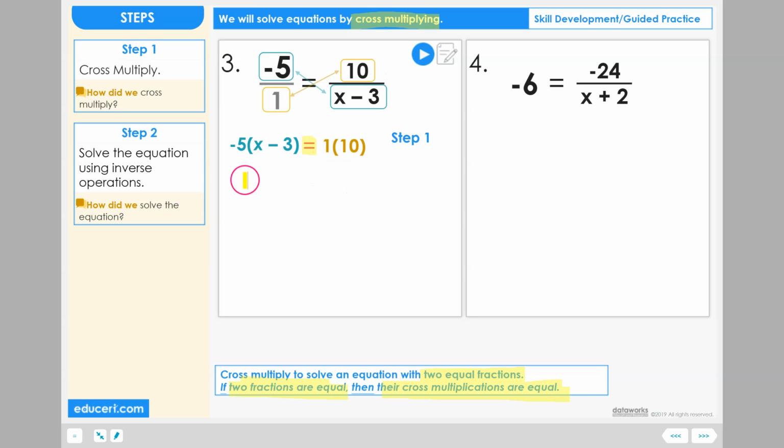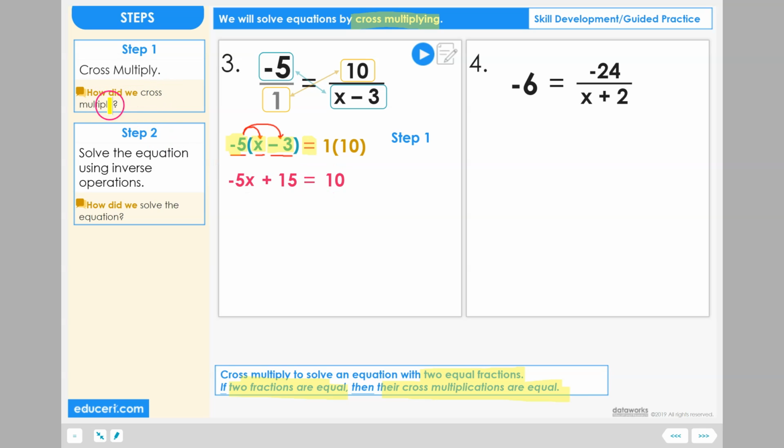To complete our cross multiplication method, let's go ahead and do the multiplication. We're going to multiply the -5 times positive 1x, and we're also going to multiply -5 times -3. -5 times positive 1x is -5x, and -5 times a -3 is a positive 15. Equals 1 times 10 is 10, and we have completed our cross multiplication and multiplied all the way through.